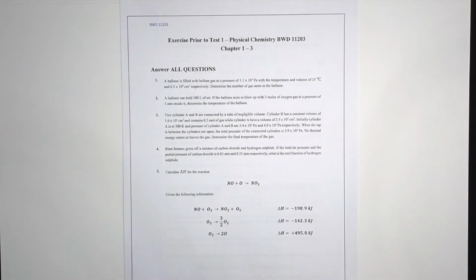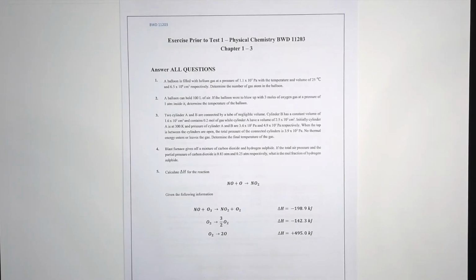We shall start with question number 1. A balloon is filled with helium gas at a pressure of 1.1 times 10 to the power of 5 Pascal, with a temperature and volume of 25 degrees Celsius and 6.5 times 10 to the power of 4 centimeter cubed respectively. Determine the number of gas atoms in the balloon.